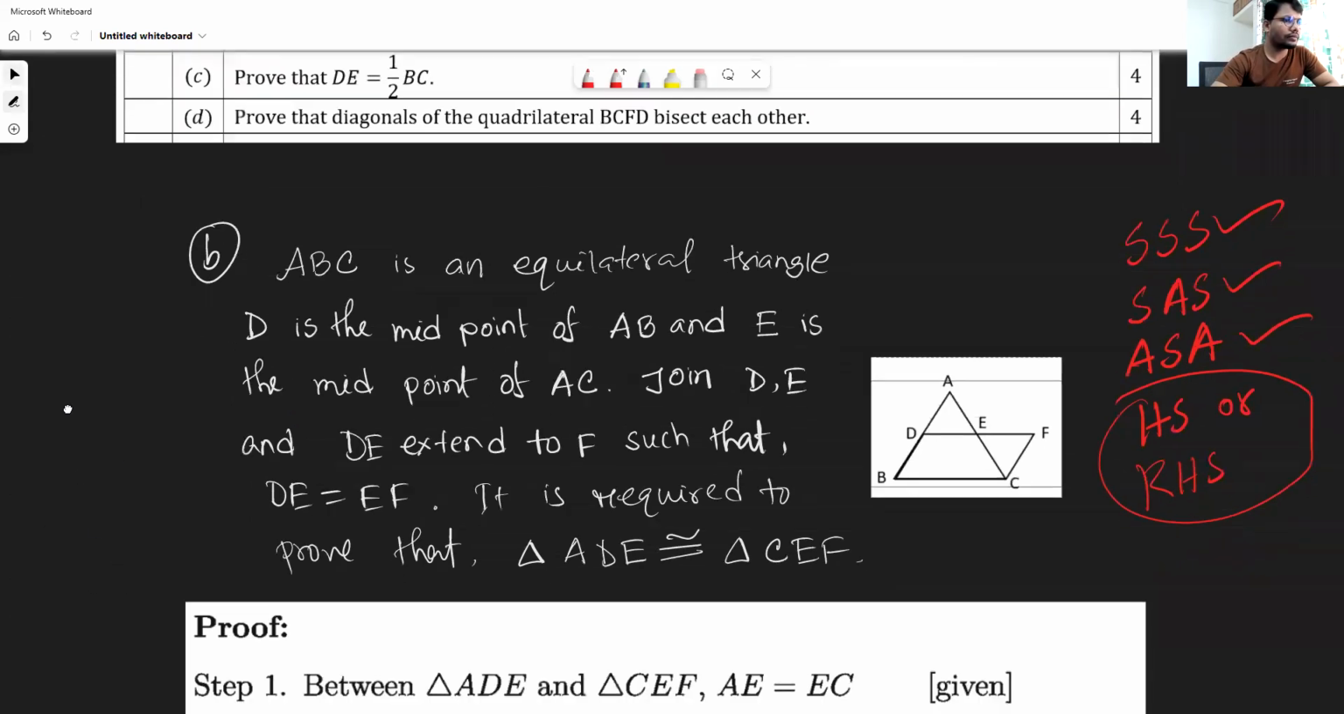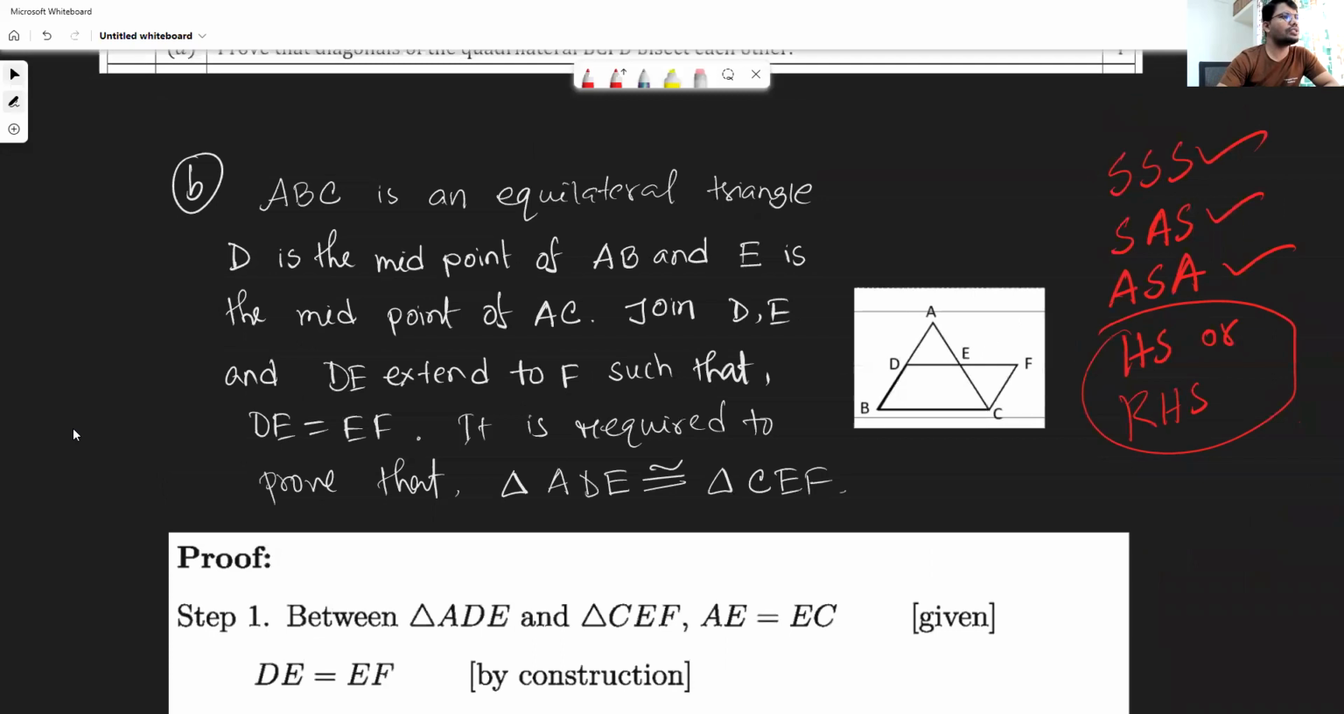Now first write the given information which is given in the triangle. ABC is an equilateral triangle. D is the midpoint of AB, E is the midpoint of AC, and join DE and extend it up to F, where these 2 sides are the same. Now it is required to prove that the triangles are congruent.